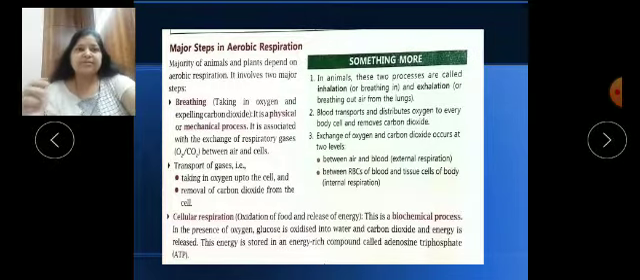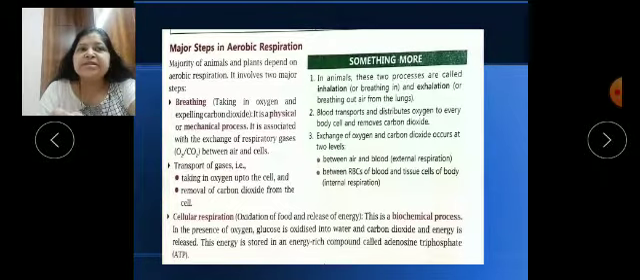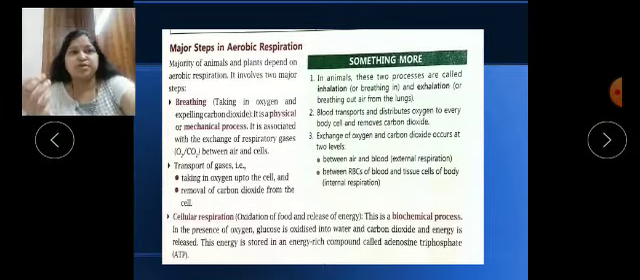Now children, something more, you can see there are 3 points. The first point is, in animals these two processes, inhalation and exhalation, we are doing, all the animals. I told you they have different respiratory organs, and with the help of those only they do the breathing process and respiration process also.